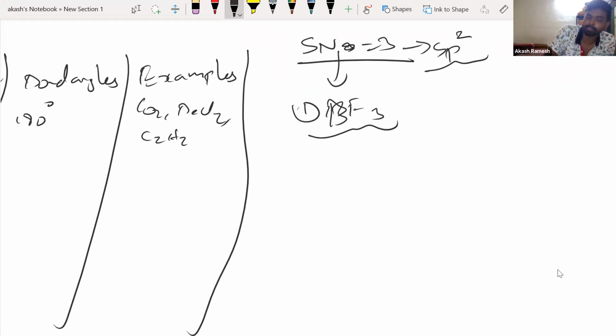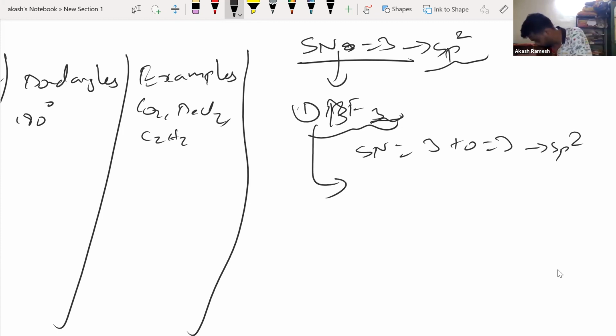Now, boron doesn't have any lone pair. Only 3 bond pairs, that is 3 bonding atoms of fluorine. So 3 plus 0 becomes 3. So obviously it is sp2 hybridized. This is done. Now we'll check how the hybridized orbitals are formed and so on.